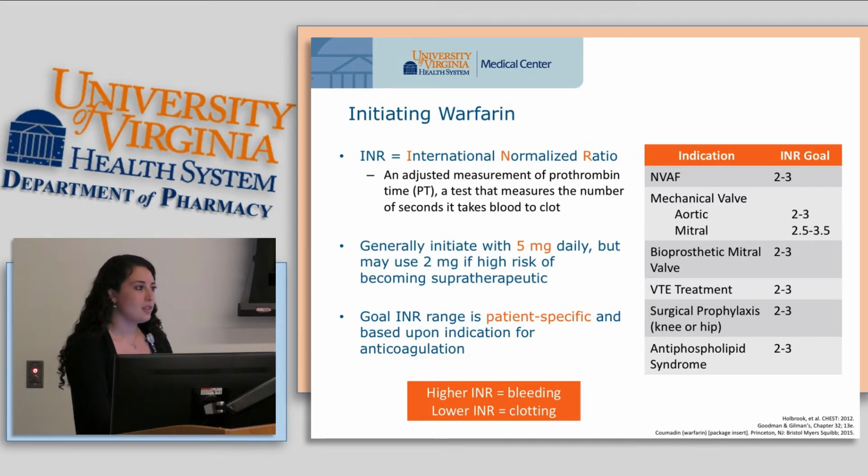There have been studies that looked at starting higher with 7 or even 10 milligrams, which was used for a little bit back before other studies came out, but now it looks as though these patients didn't actually get therapeutic any quicker, and they also had higher risk of bleeding. And so that's kind of fallen out of favor, and now we don't usually start with more than 5.